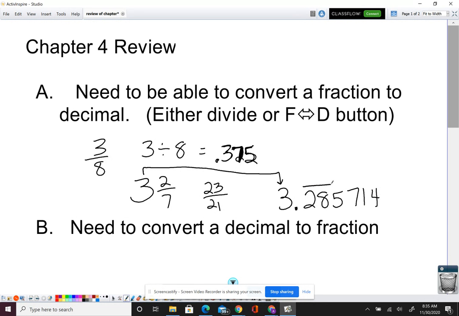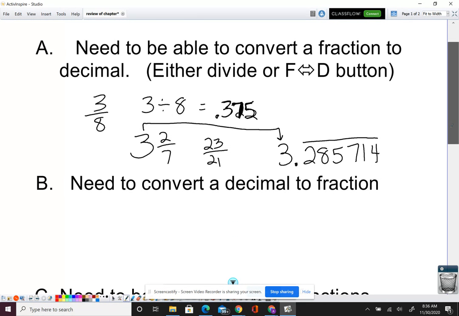0.285714. My calculator gives me the repeating sign. I don't think yours does. I think yours would go on until it stops. So 3.285714 repeating. Okay, so that's the first thing you're going to have to do.